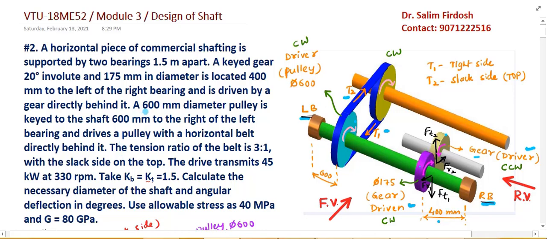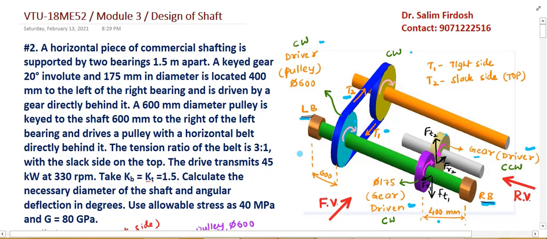Next, a 600 mm diameter pulley is keyed to the shaft 600 mm to the right of the left bearing. So from the left bearing you have one pulley at a distance of 600 mm. Directly behind this pulley you have one more pulley, which it drives with a horizontal belt. So this pulley is your driver, and the one behind is your driven pulley. The tension ratio of the belt is 3:1 with the slack side on the top. So T2 is the slack side on the top, and T1 is the tight side at the bottom.